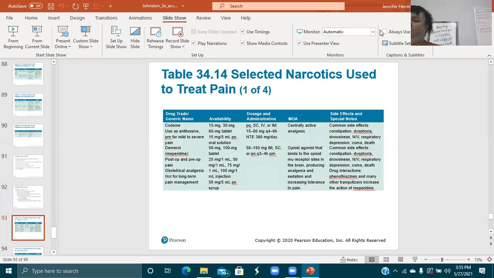Table 34.14 depicts selected narcotics used to treat pain. And that table is found on page 608 of the text. Again, please look through this table at your own leisure.